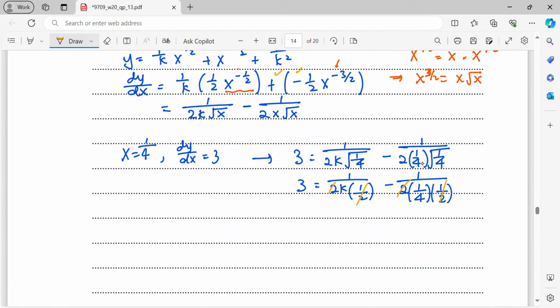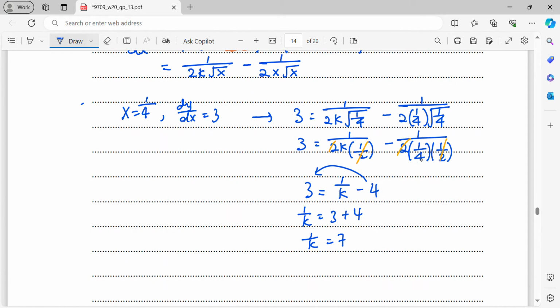Okay, then now you will be getting 3 equals, for the first term, 1 over k. Second term, 1 divided by 1 over 4 is basically 4. Then from here, to get the k, I will move the minus 4 to the other side first, which means 1 over k is 3 plus 4. So 1 over k is 7. Now to get the k, just move up the k and move down the 7. Therefore, I will get k equals 1 over 7. That is my solution.